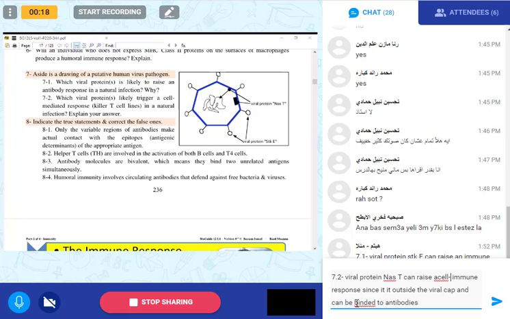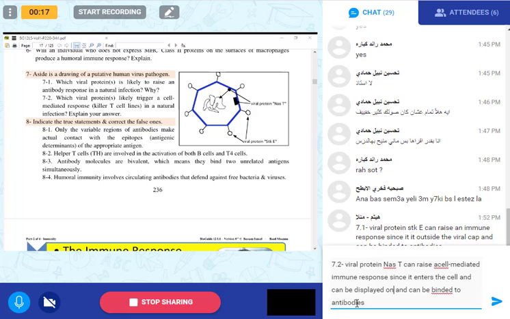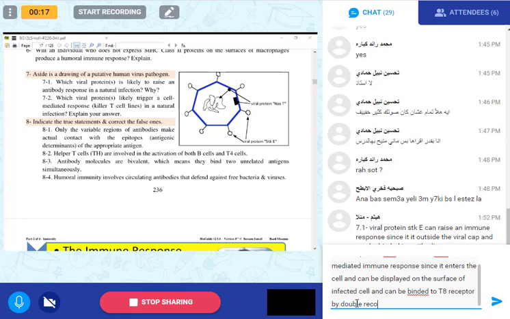Cell mediated immune response, since it enters the cell and can be displayed on the surface of the infected cell, and can be bound to the T8 receptor by double recognition.